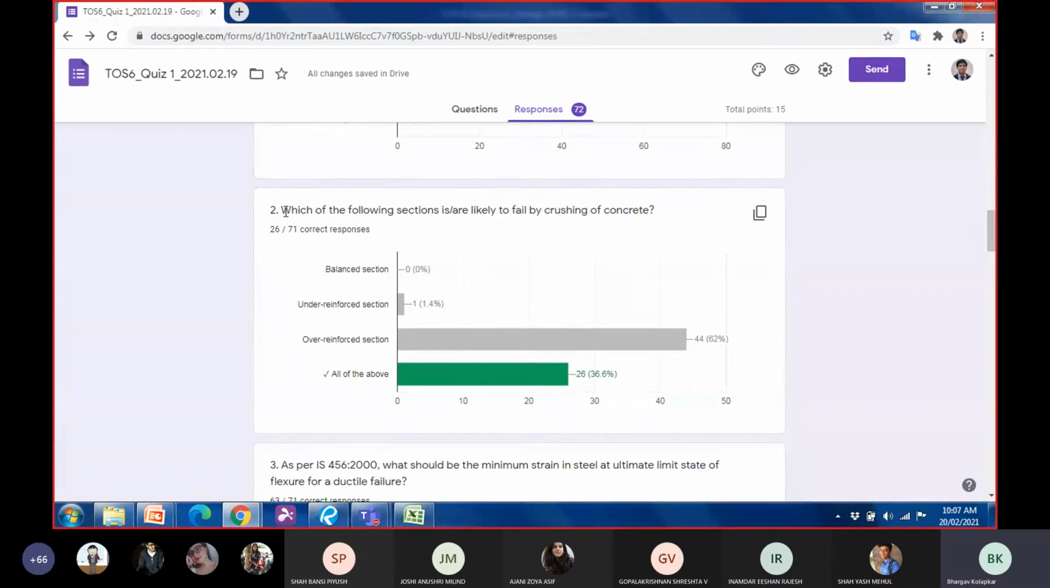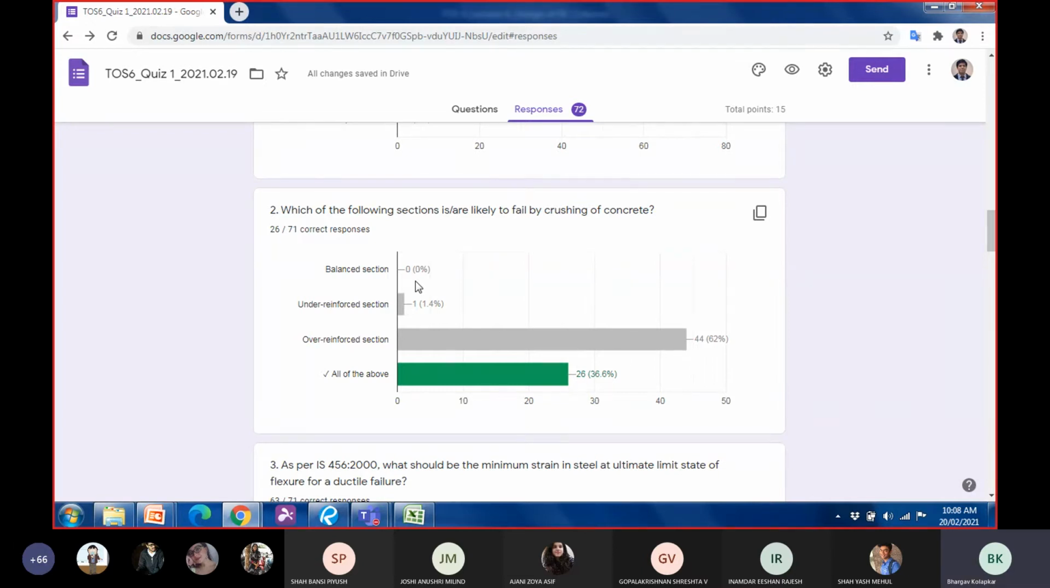Question number two says: which of the following sections is or are likely to fail by crushing of concrete? A majority answered over reinforced section, which is partially correct, because we have discussed this multiple times that irrespective of the type of the section, the ultimate failure always happens by crushing of concrete. In an under reinforced section, the failure starts by yielding of steel, but ultimately the collapse occurs by crushing of concrete. We have seen this in the experimental video that we saw.